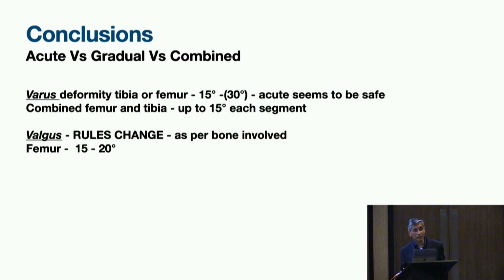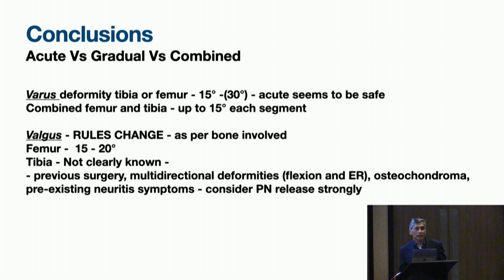With valgus deformity, the rules change. The 15-degree rule doesn't apply. You have to individually evaluate. Even 7 to 10 degrees deformity can cause trouble. Okay, so rules don't apply. Femur is a bit easier because the nerve is not tethered. And we don't know what the amount for tibia is, but be careful. Take all those factors that we outlined into consideration while doing surgery.